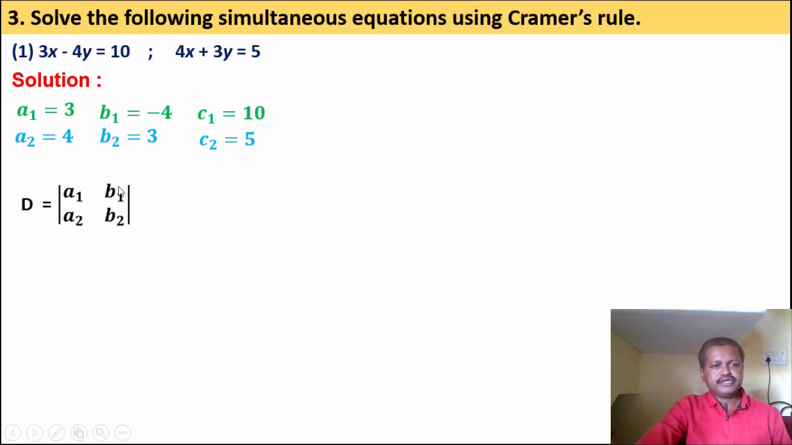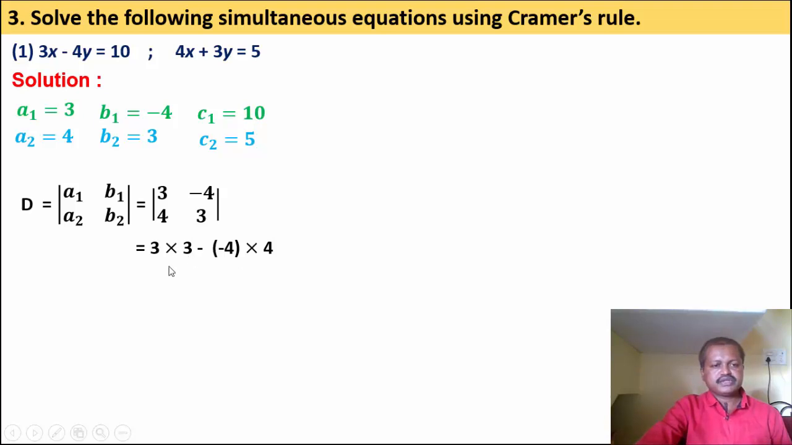D is equal to determinant a1, b1, a2, b2. So put your values. 3 minus 4, 4, 3. आता ह्या सगळ्या किमती आपण इथं काढून घेतलेल्या आहेत, त्यामुळे डायरेक्ट किमती आपण इथं लिहू शकतो. Now solve this determinant as cross multiplication. 3 into 3 minus 4 into 4. So right here, 3 into 3 minus 4 into 4.